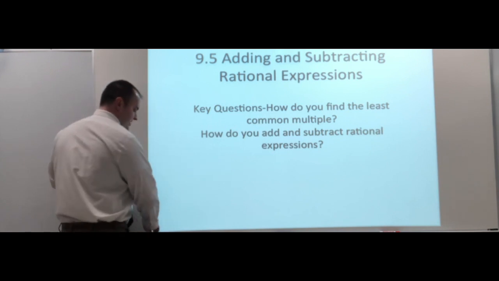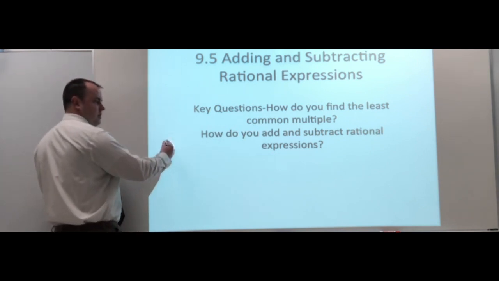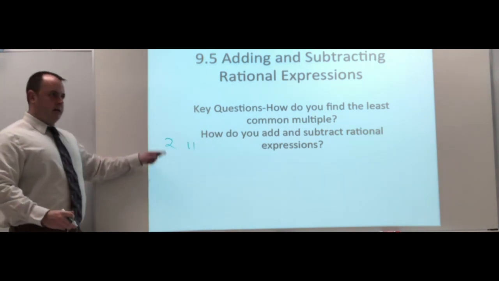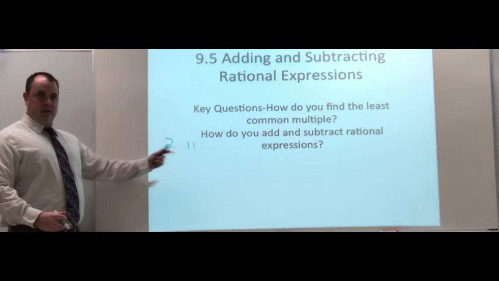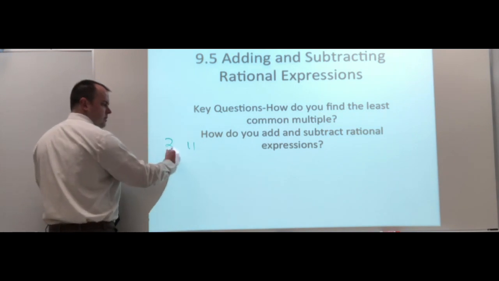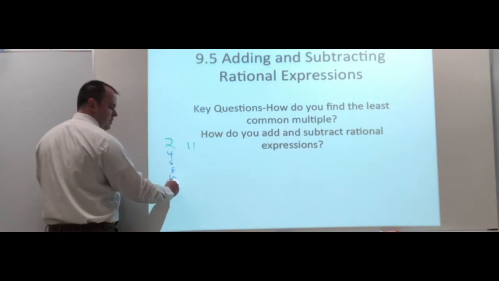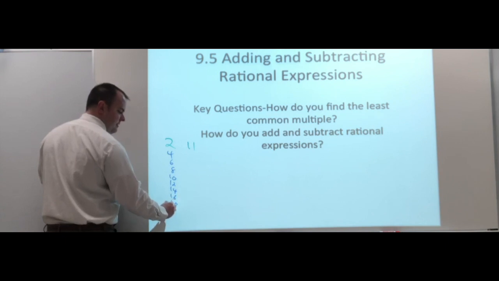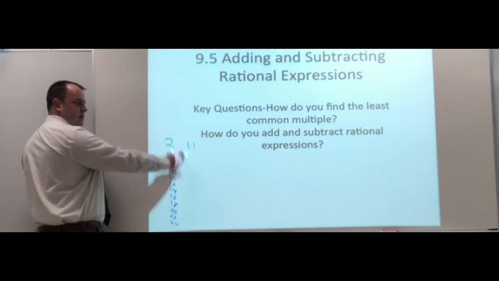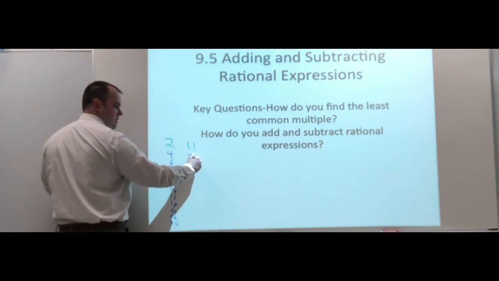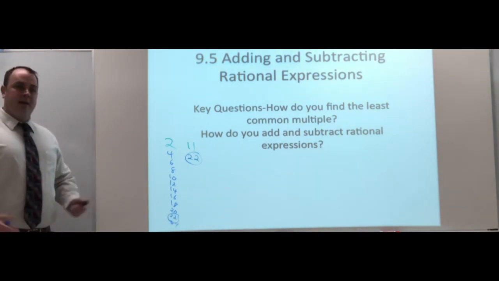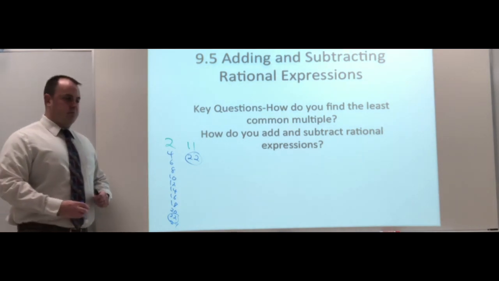Now, when you're dealing with just integers, I might ask what the least common multiple of 2 and 11 is. You need to think, okay, counting by 2s, counting by 11s, what's the first number that they both have in common? So if you're counting by 2s: 4, 6, 8, 10, 12, 14, 16, 18, 20, 22, 24. Now what's going to be the first number, counting by 11s, that's on this list? That one's kind of easy. 22 shows up right away. Well, that's what we're going to do for rational expressions.